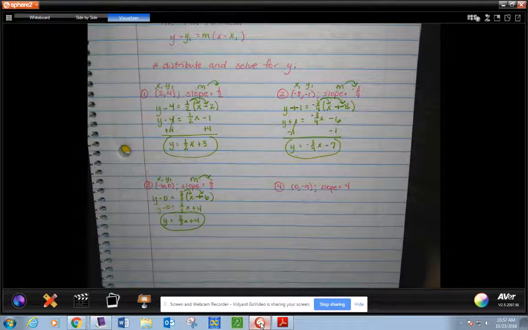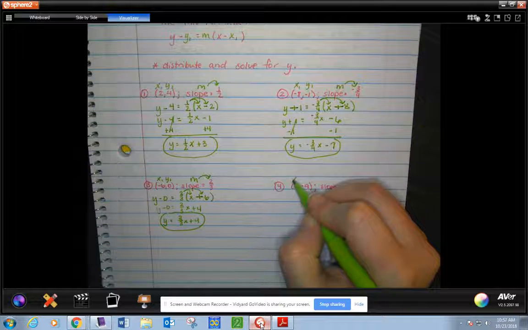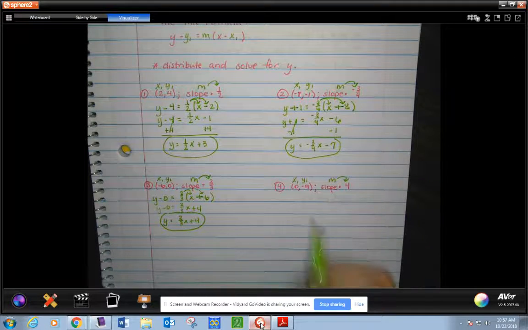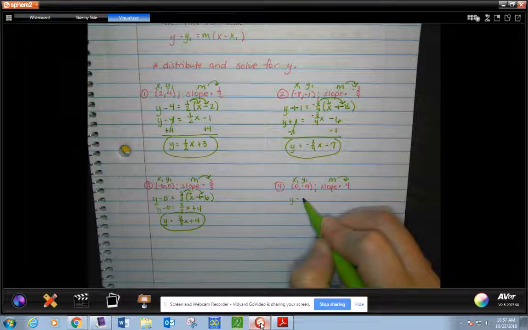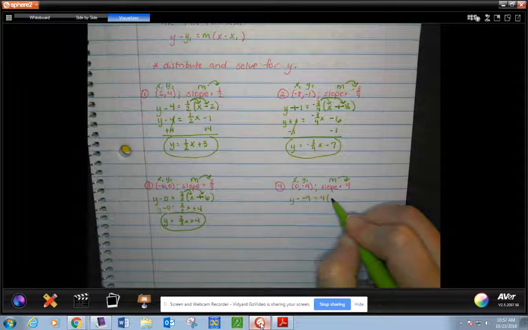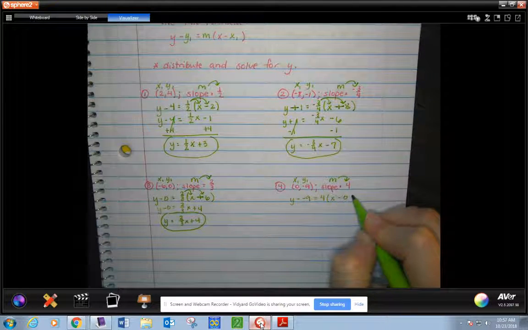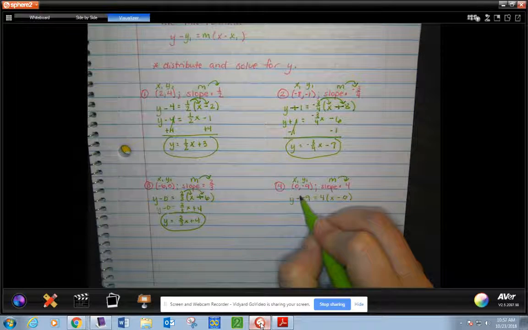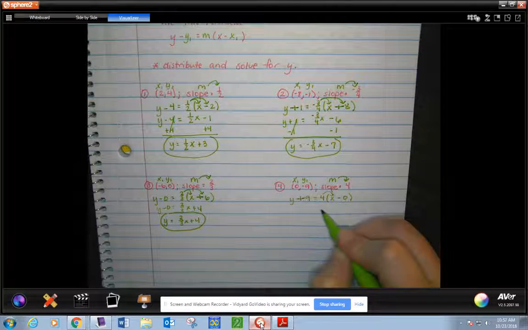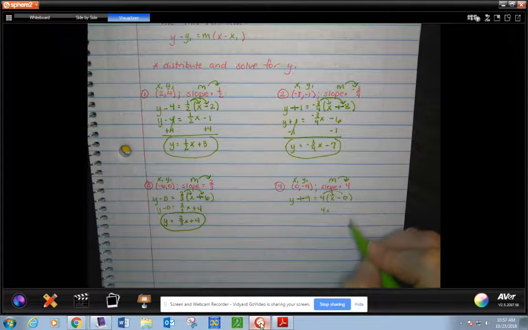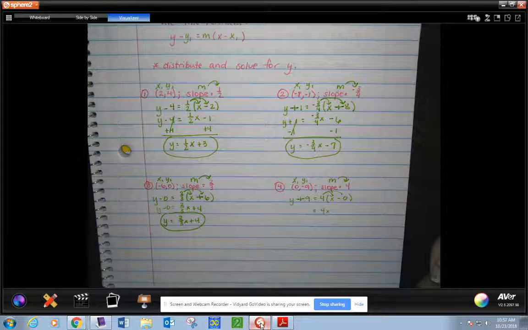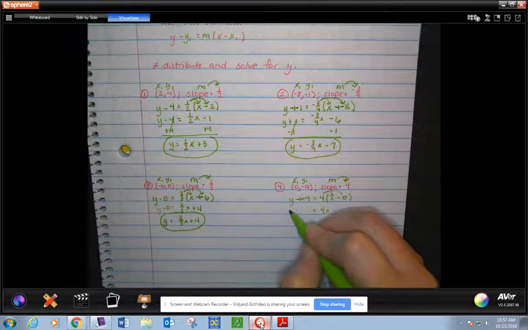My last example is another 0 problem, but the 0 will be in a different spot, so pay attention so you don't get them mixed up. We're going to do y minus -9 equals, my m is 4, times x minus 0. I'm going to change this double negative. Now I distribute. 4 times x is 4x, and 4 times 0 is 0. You do not have to put plus 0 if you don't want to, but if you want a placeholder, put it. I'm not going to.